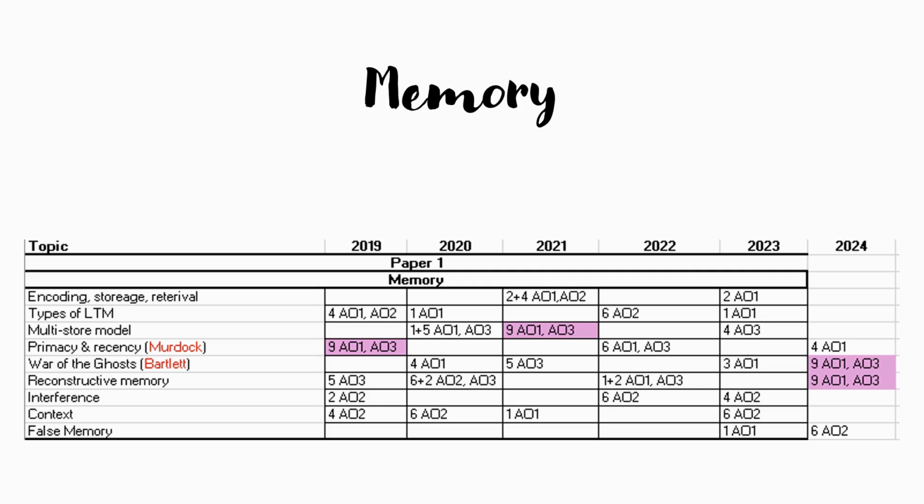But if you look at types of long-term memory, it has come up in 2019, 2020, 2022 and 2023, so it only didn't come up in 2021. So you could say, okay, then it's maybe likely to come up in 2024. It's come up in most of the papers, so pretty much types of long-term memory is going to come up. The other way to look at it is to say, actually, it's come up so often before, then it's less likely to come up in 2024. So it's really difficult to know.